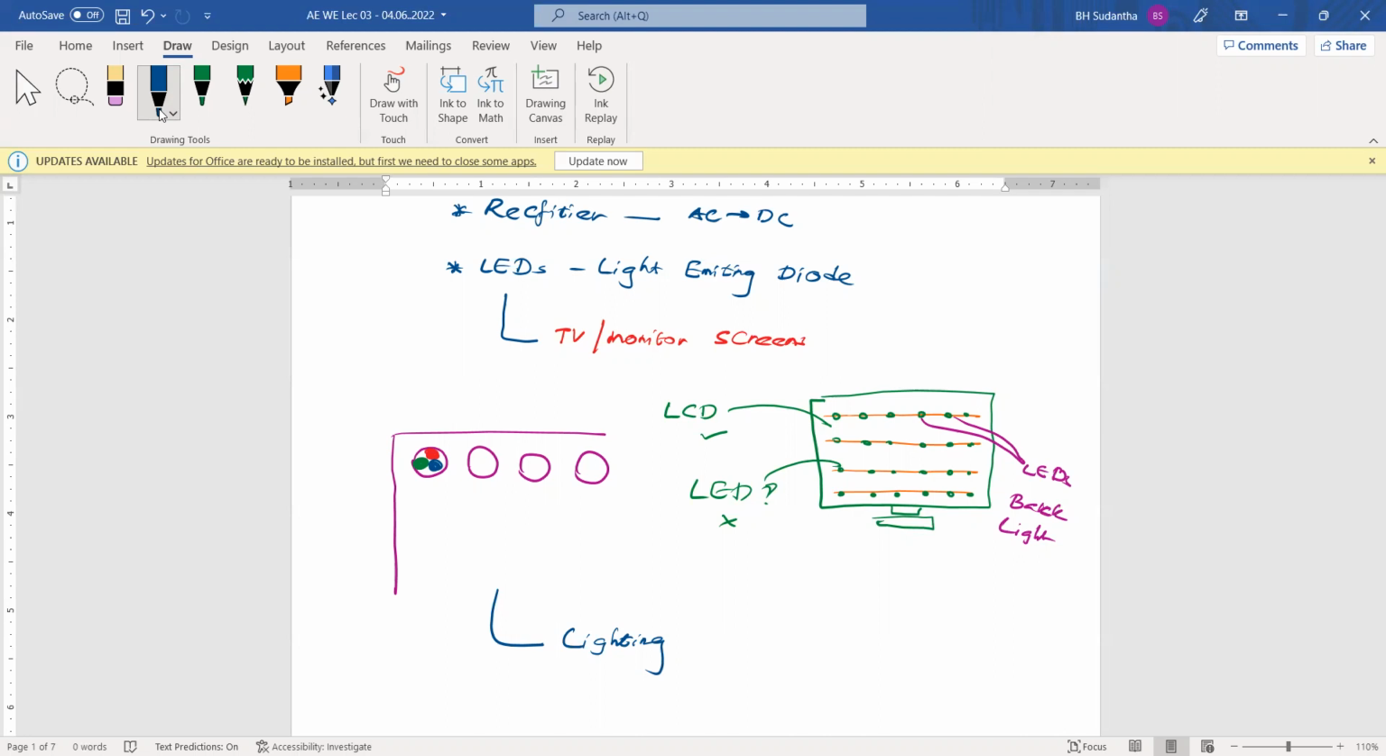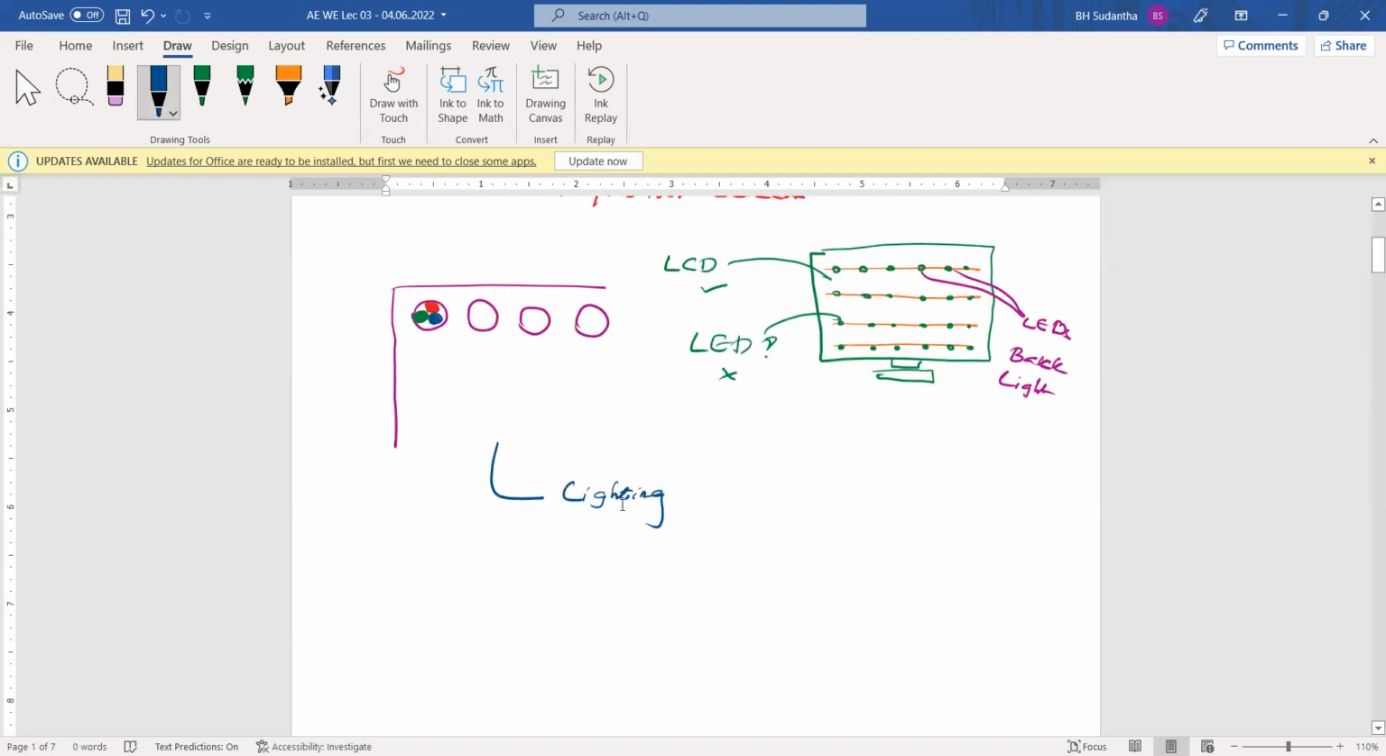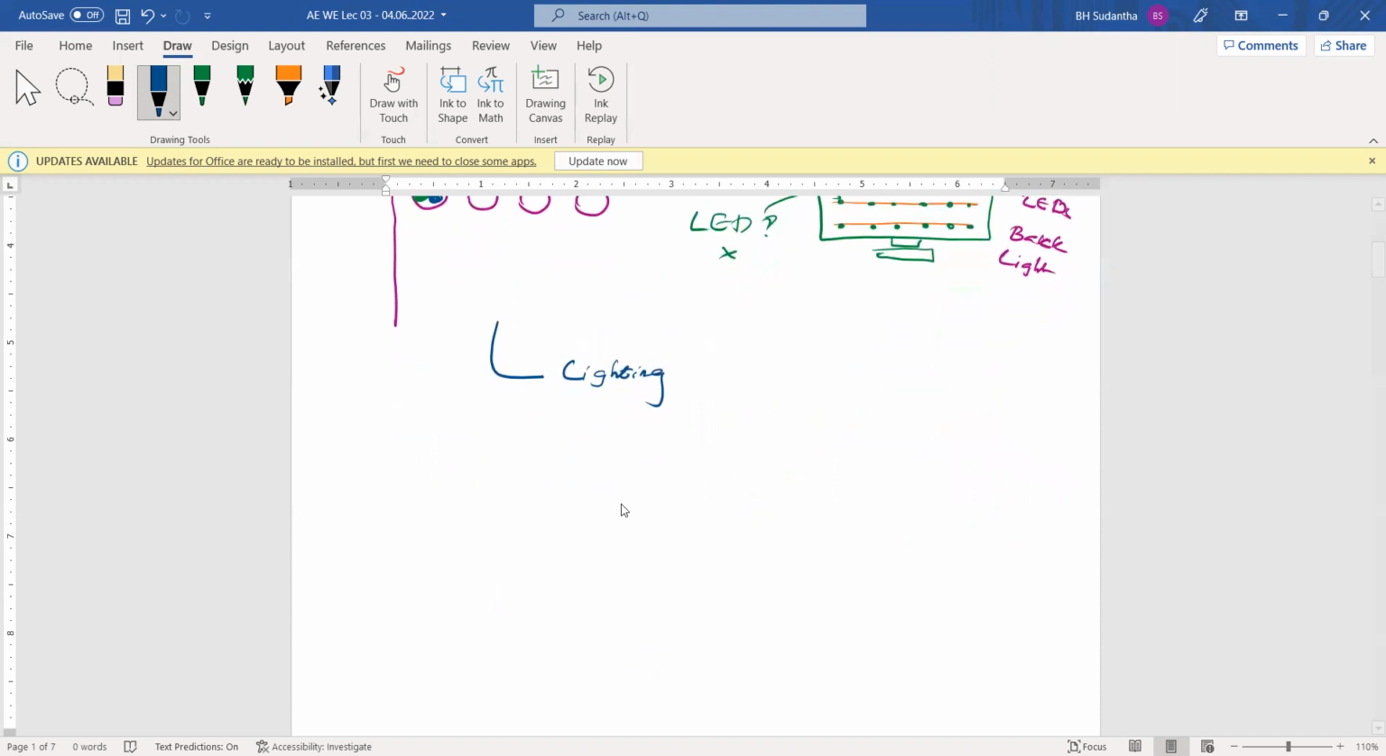Okay, different applications are there, but all these things are diverse. But it's not like the diodes. That diode LED is having a specific application.